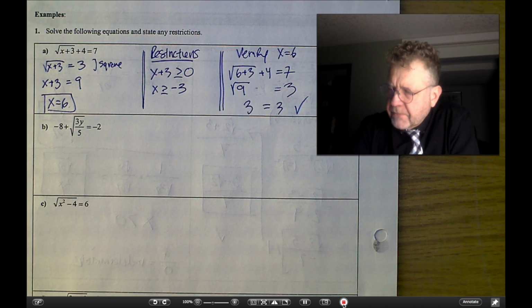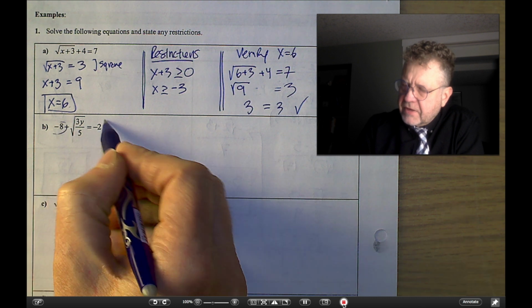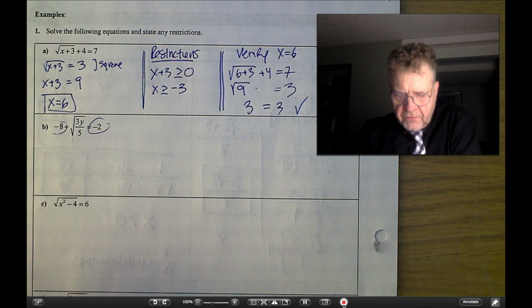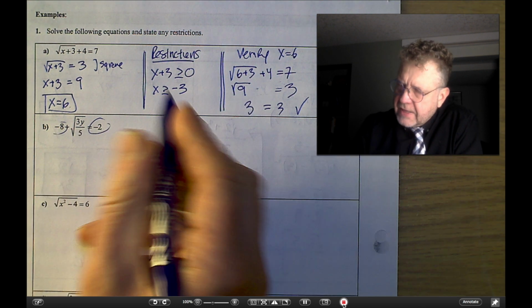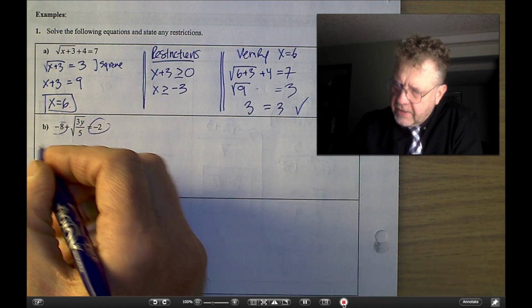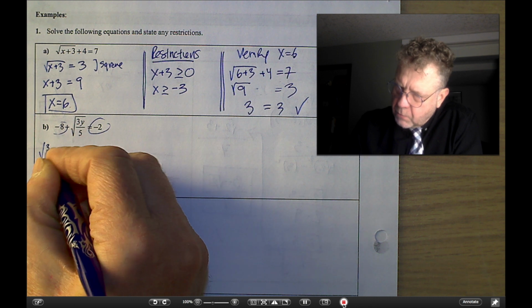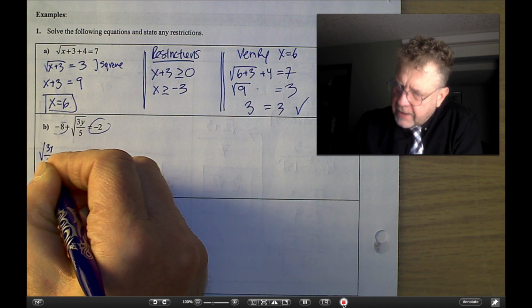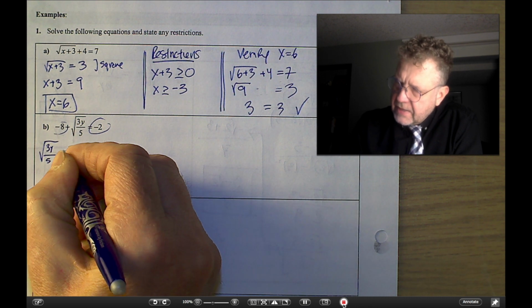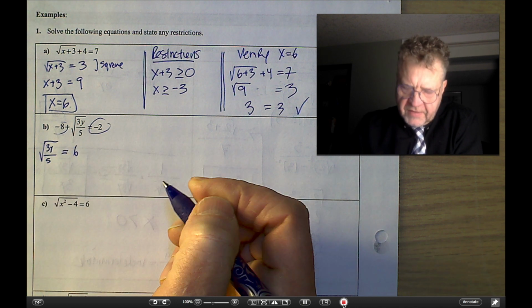So where do we start? Well, you see the numbers here and the numbers here. It's always a good idea to move the numbers over. So the first thing I'm going to do is move the 8 over. And I'm going to get the square root of 3y over 5 is going to be equal to what? Positive 6 now. Yep.